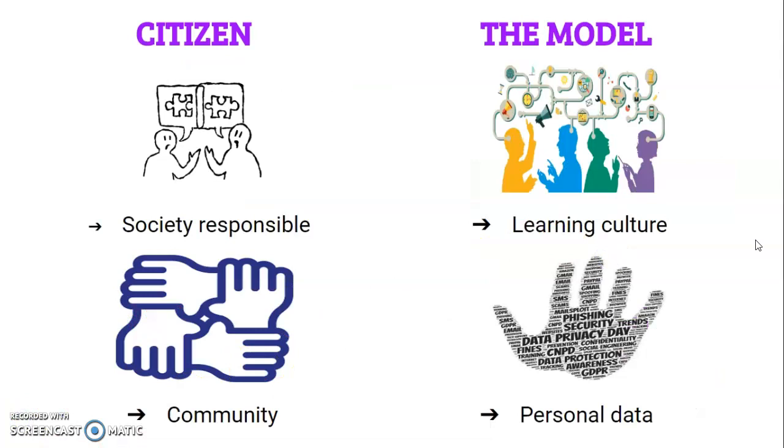Now we have the citizen and the model. These are important aspects because both of them have contributions, which means that they make a responsible contribution to society. They activate empathy behaviors to build relations and community. At the same time, they create a learning culture that promotes curiosity and a critical view of online resources. It is very important that teachers teach students how to protect personal data and teach what are safe and legal networks that they can use.